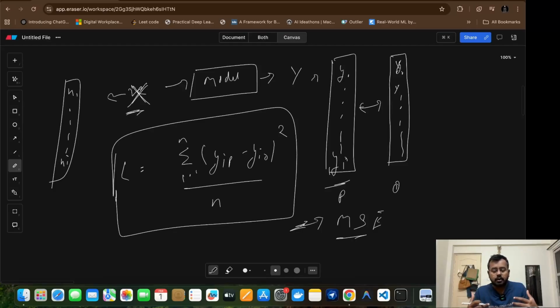So during model training, what will happen is that it will try to reduce the loss. It will tweak its model parameters, which in our case are the slope and the intercept, m and c. It will try to tweak them in such a way that this loss reduces. And how does it tweak them?